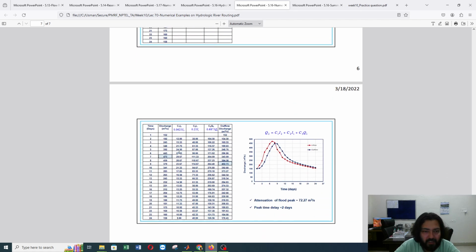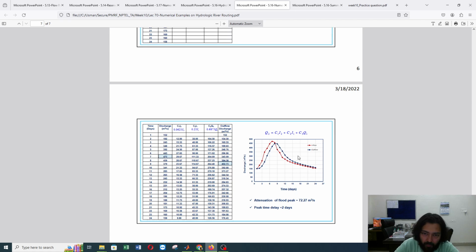Now when we see, the maximum discharge for inflow is 475 and the maximum discharge for outflow is 402. So there is some difference. This difference is attenuation, and at the same time the difference in time would give us the time lag. The time lag is 9 minus 7, that is 2 days, and the attenuation is 475 minus 402, that is 72.27.